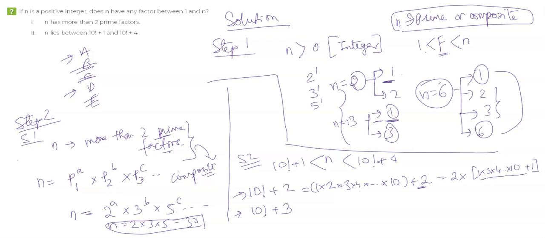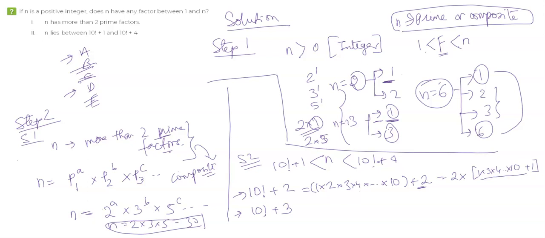This is 1 into 3 into 4 till 10, plus 1. So this is some actual value. And we have already told you that if a prime number is written as 2 into 1, apart from that, if you have anything apart from 1 here, say 2 into 3 or 2 into 5 or 2 into something, then that number becomes a composite number. So we are sure that 10 factorial plus 2 is a composite number, right?